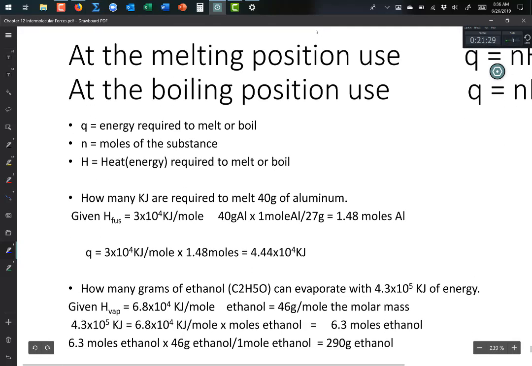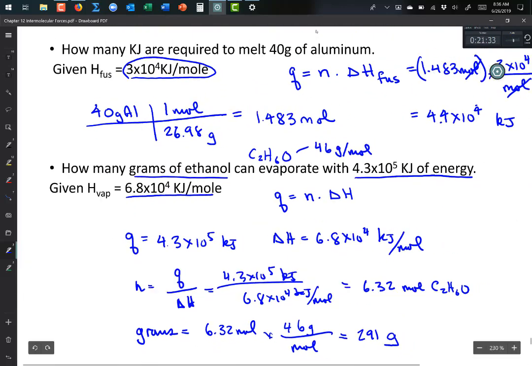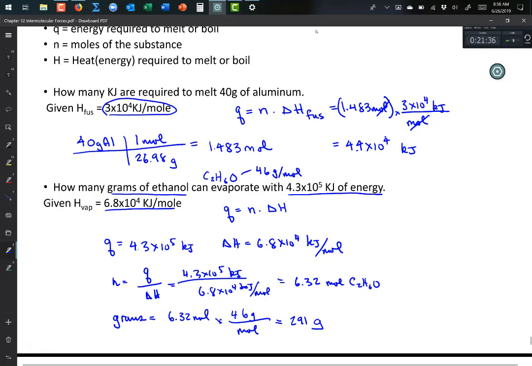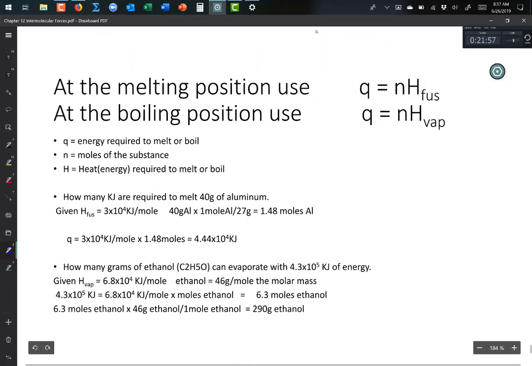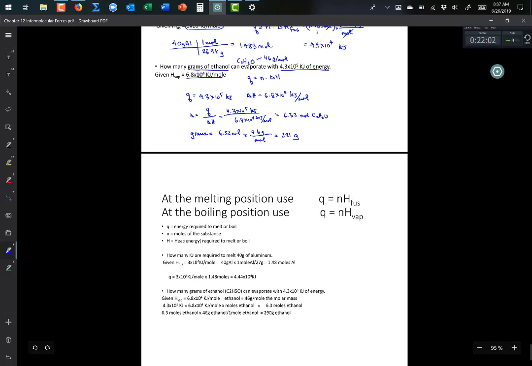Oh, the answer's right there on the next slide, just so you see that. I'll leave it like that, though. I would much rather you guys work the problems than just look at the slides and the answers. It's so much better for you to write. All right. And I'll post these this afternoon. So, 290. That's the end of that chapter.